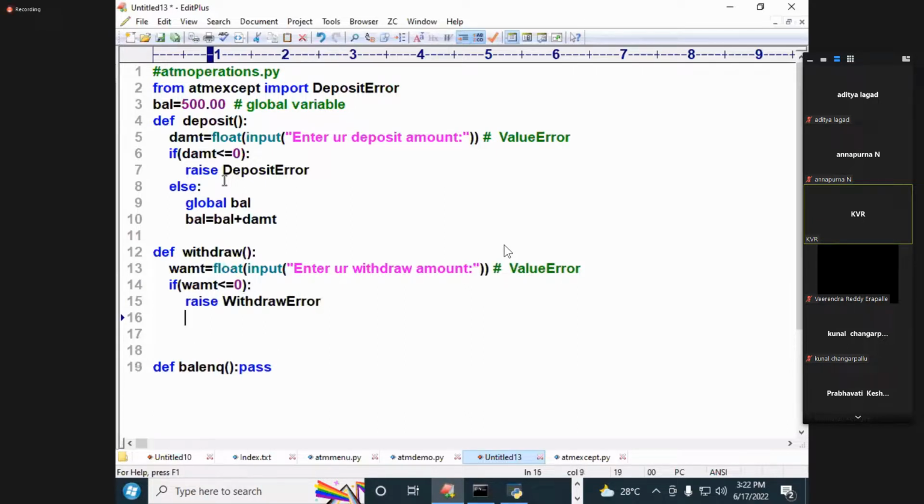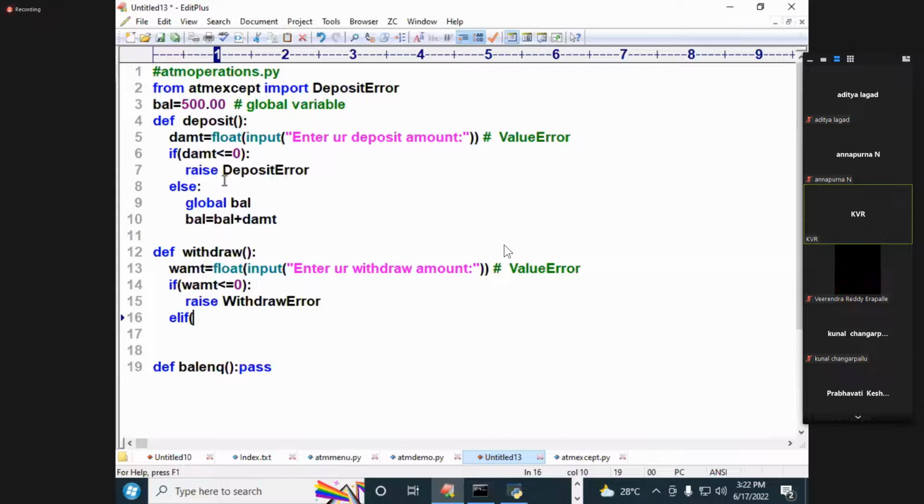Why else? If means else immediately. No. If your withdraw amount is less than 0, okay. Your withdraw amount may be more than your balance also. Your balance is 500 and you are trying to withdraw 1000 rupees. A possibility is there. The ATM machine will not give you the money; it will say insufficient funds. That is what I am expecting.